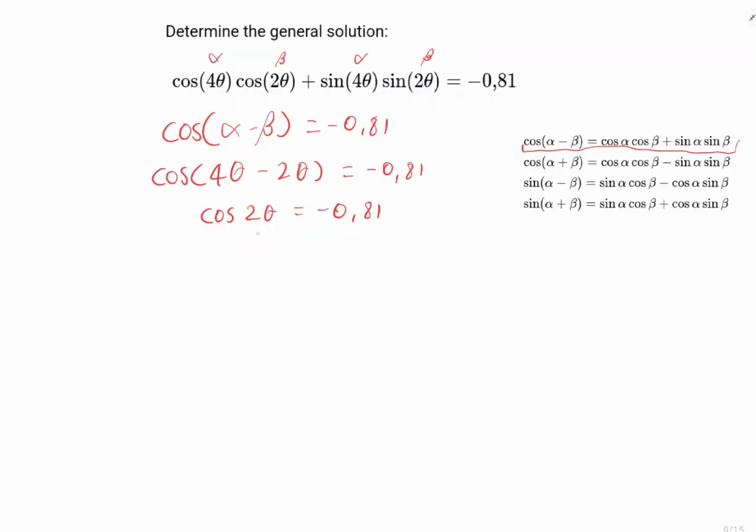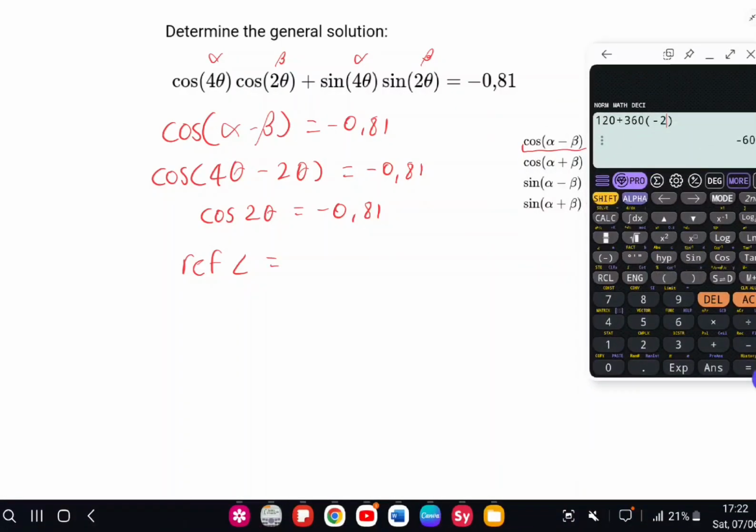So we have a single trig ratio. We're good on the right. Firstly, with our general solution, we want to get the reference angle. And what is that going to be? Let us pull out our calculator. Shift cos. Remember, for reference angle, ignore the sign. So ignore that negative. It's going to be shift cos 0.81. So our reference angle is this.